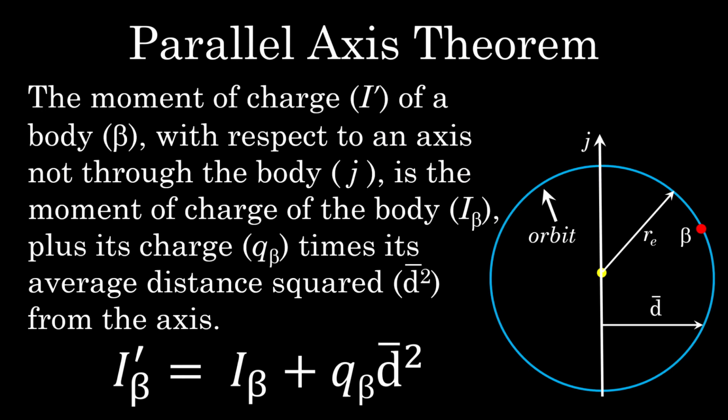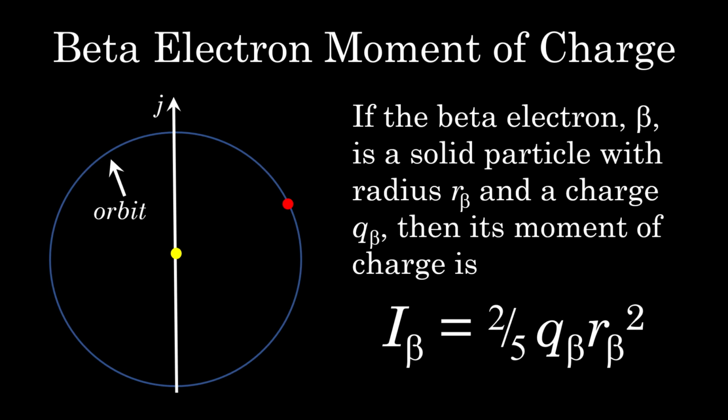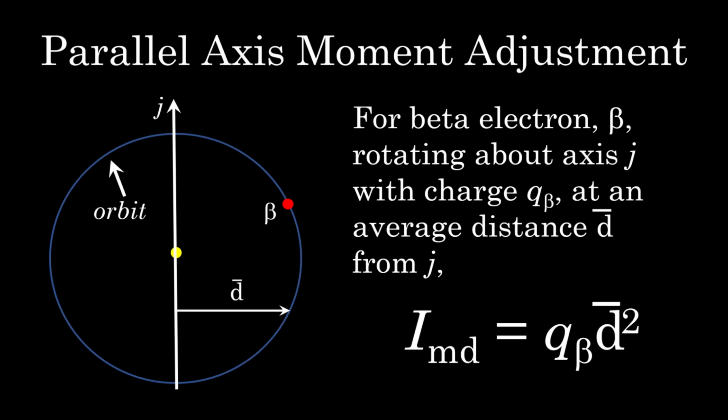Applying the parallel axis theorem to determine the moment of charge of the orbiting beta electron precessing about the electron's central axis, which for a charged body with respect to an axis not through the body is the moment of charge of the body, plus the charge of the body times the average distance squared it is from the axis. The moment of charge of the free electron system is the moment of charge of the solid spherical beta electron orbiting the neutrino, 2/5 Q sub beta R sub beta squared, plus its charge times the average distance squared its orbit is from the axis about which the orbit precesses, Q sub beta times d bar squared.